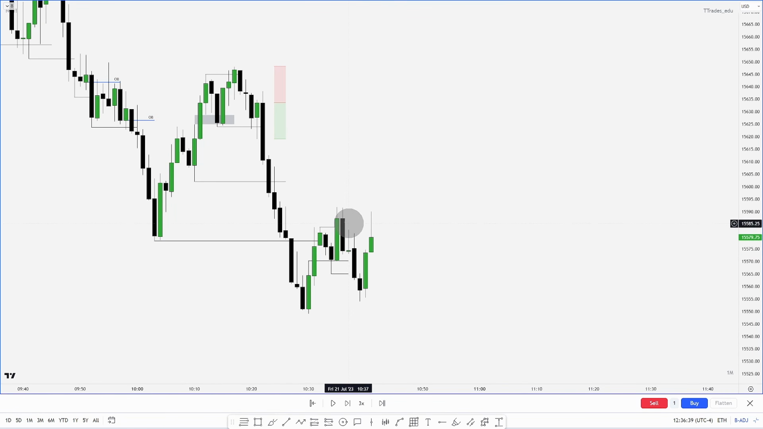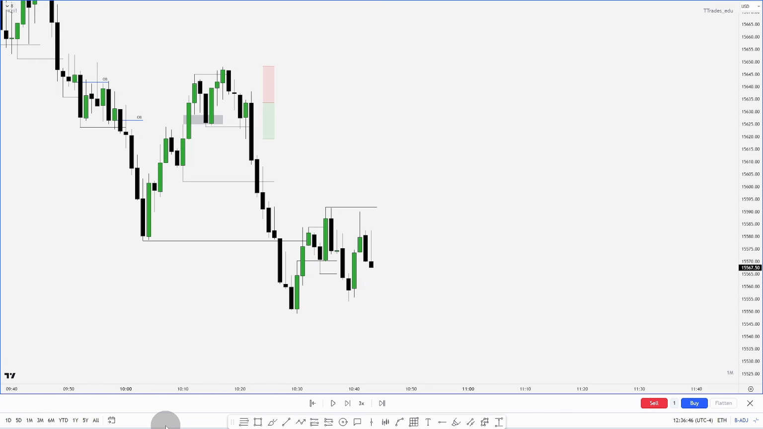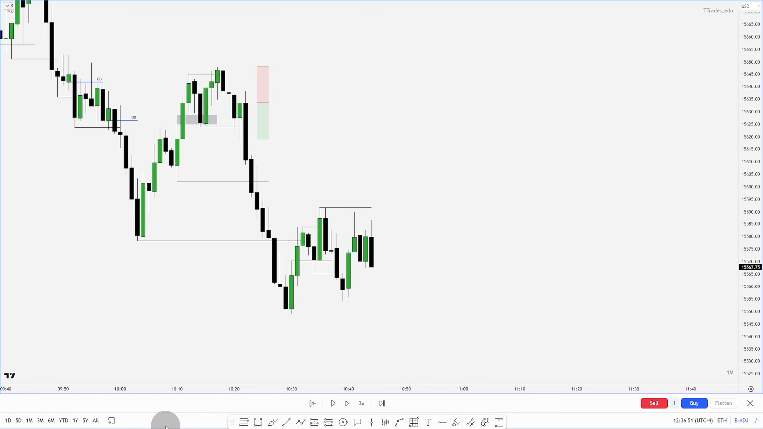So where is my eyes looking at? These highs now. Do we respect the fair value gap? Let's see. We do. So now I want to see this high.